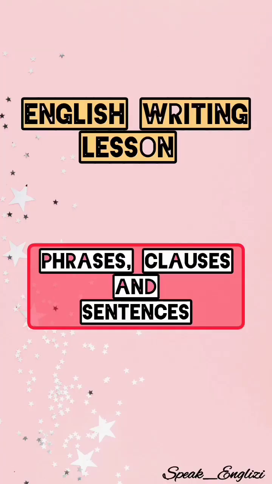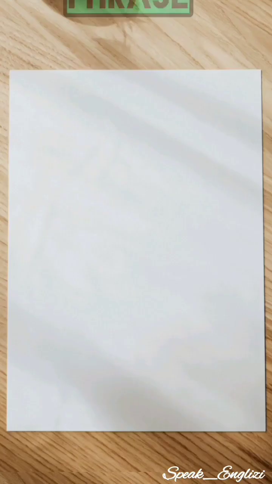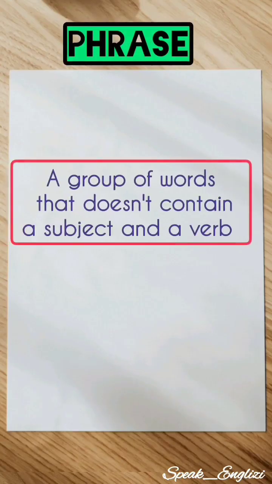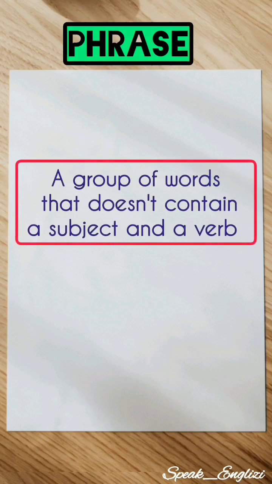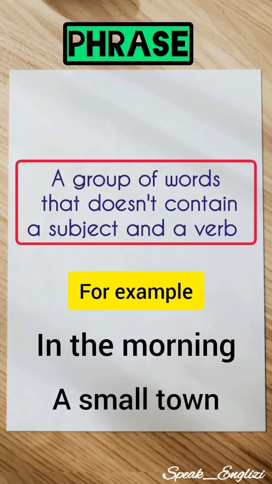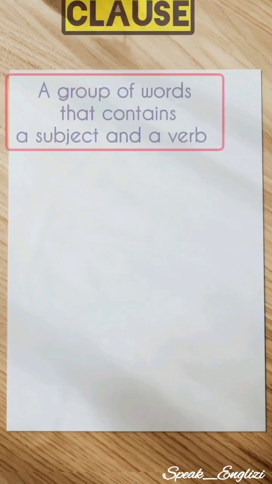English writing lesson. Phrases, clauses, and sentences. Phrase. A phrase is a group of words that doesn't contain a subject and a verb. For example, in the morning, a small town.